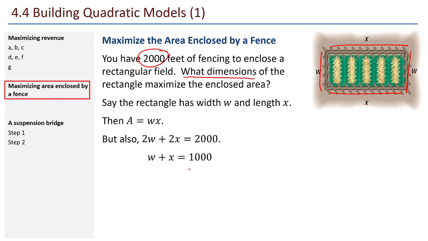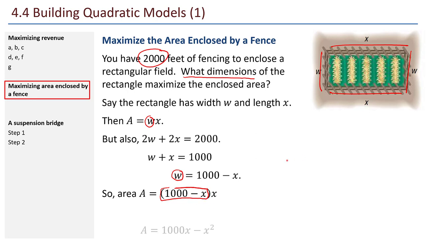W plus X equals 1000. Let's solve for W. W equals 1000 minus X. And now, look at this. This is why this is kind of nice, because that W can be replaced right in my equation for area. And so I get area is WX, which is 1000 minus X times X. Let's distribute the X. And we get area is 1000X minus X squared.